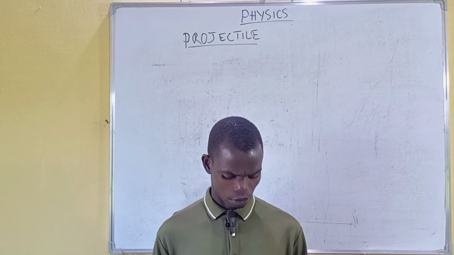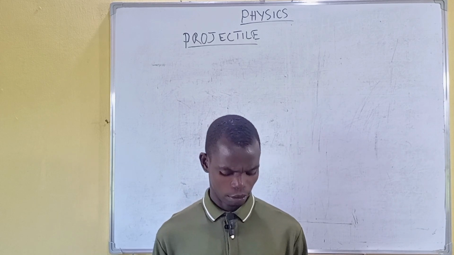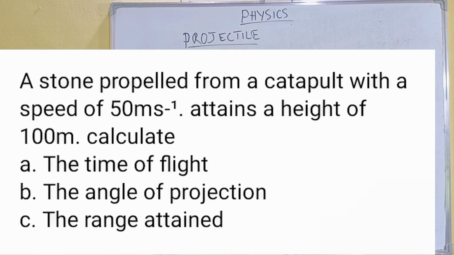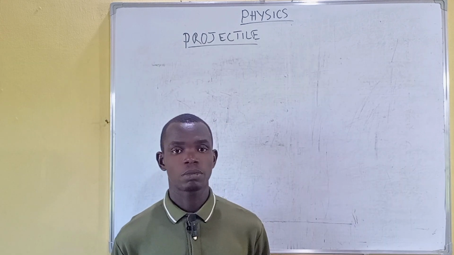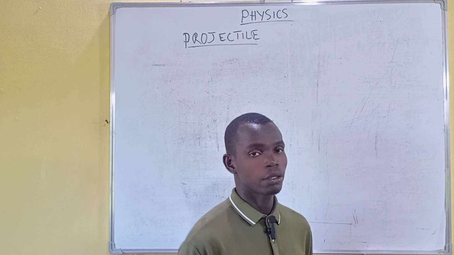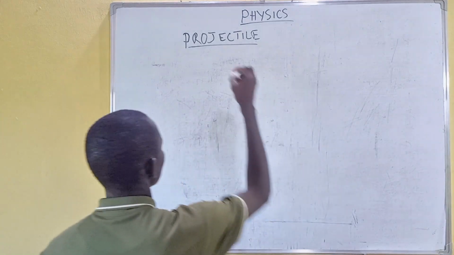Let's look at this question on projectile. A stone is propelled from a catapult with a speed of 50 meters per second and attains a height of 100 meters. Calculate A. the time of flight, B. the angles of projection, and C. the range attained. Let's bring out the parameters and draw the diagram for this question.